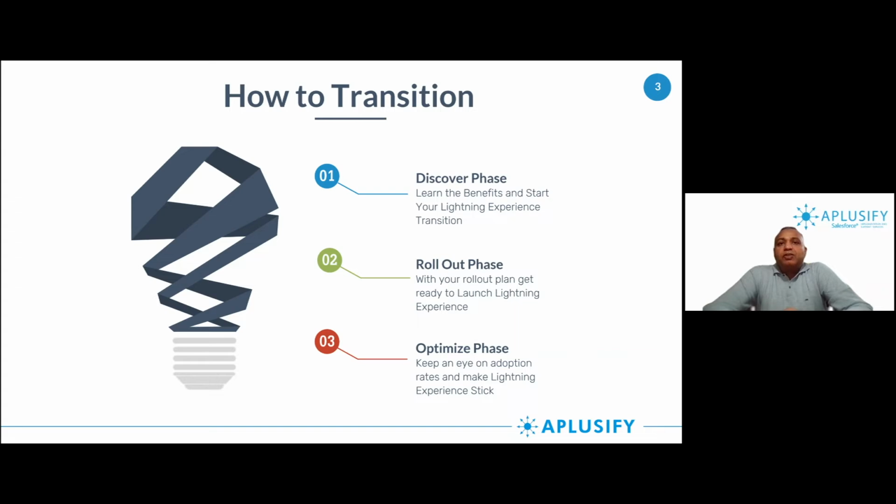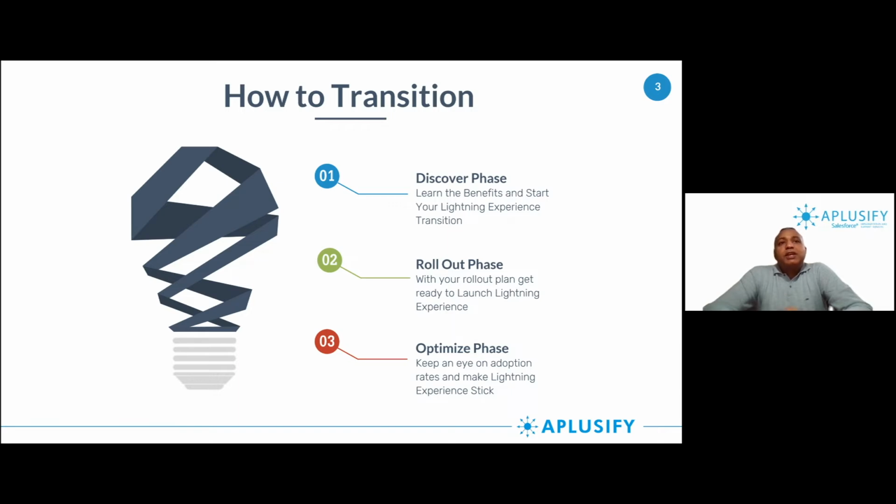Once you have decided that you want to go with Lightning, then obviously everything should have a plan, right? It should have a rollout plan. And the rollout plan has to be in phases. You cannot just move the entire stuff to Lightning in one go. You have to define these steps, make a rollout plan, and then you can work on that plan to go ahead. And third is obviously your optimize phase.